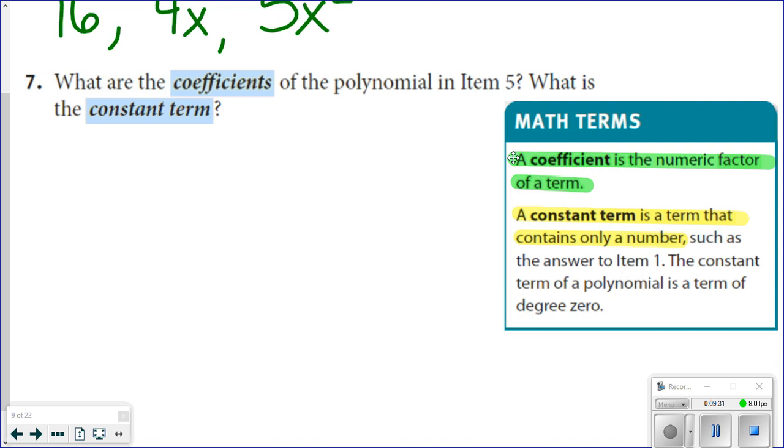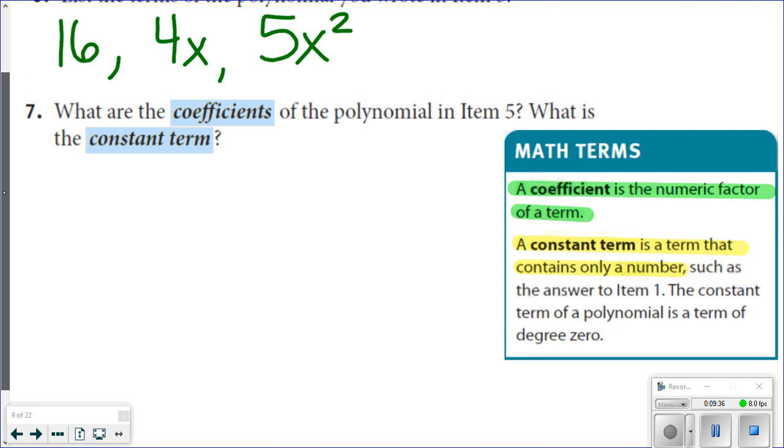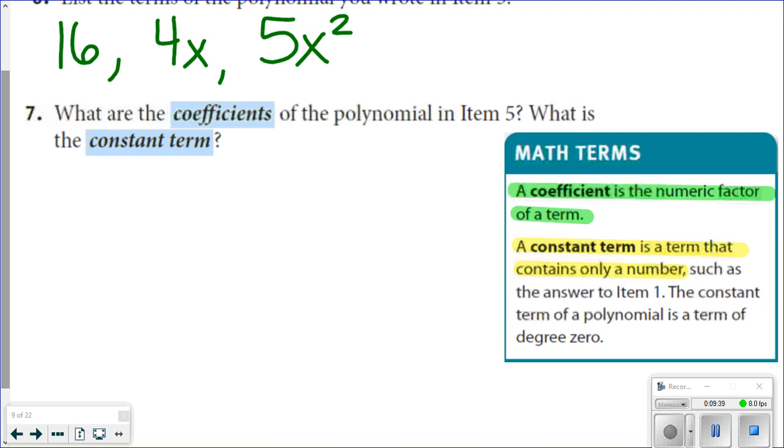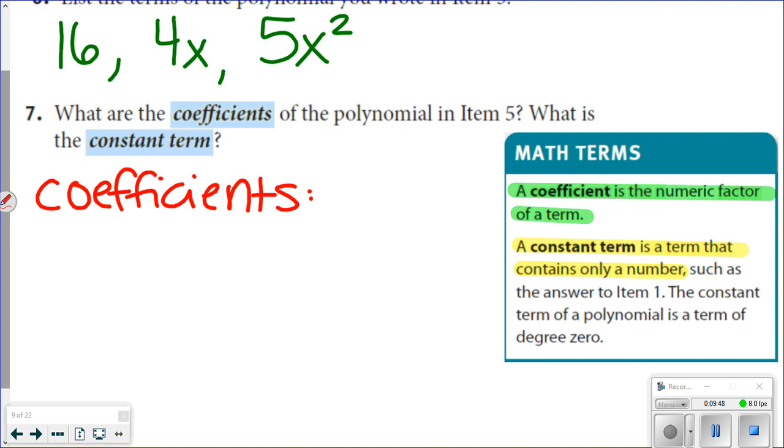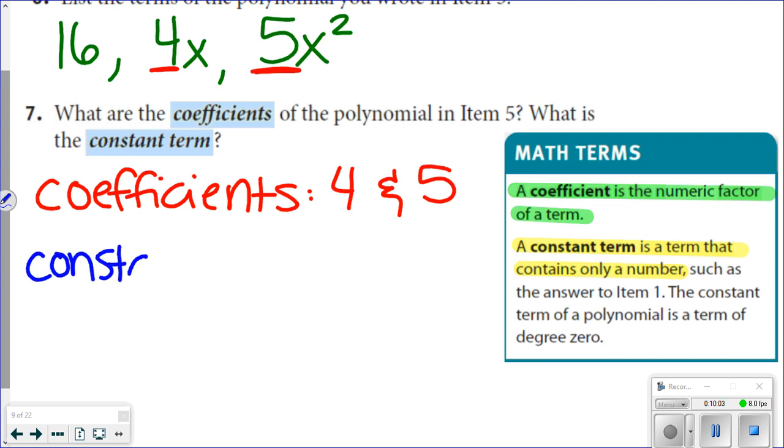So if I'm looking at question 7, we're going to use our answers to question 6. So I'm looking at the coefficients first. A number in front of a variable. So 4 and 5. Those are my coefficients here. My constant term is a number by itself without variables. So that is 16 in this case.